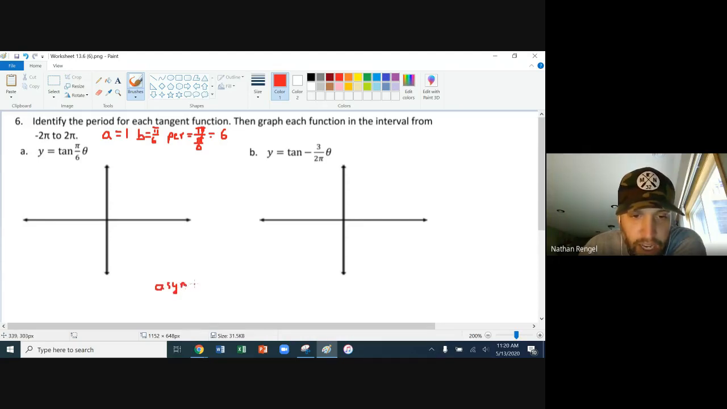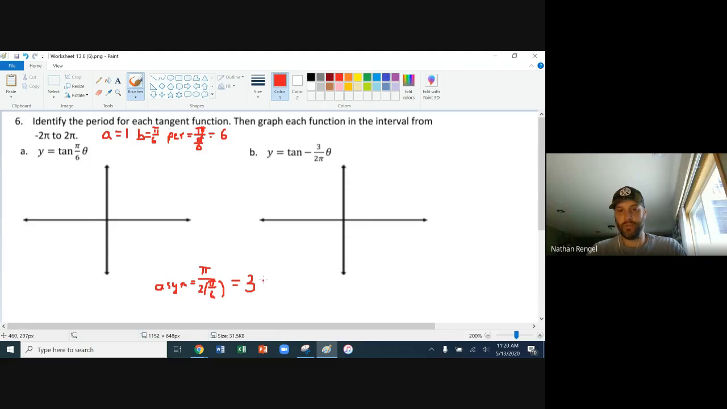Asymptote is going to be pi over 2 times pi over 6. Now another little hint, and we talked about this when we had the 2/3 pi on number 3, I think. Oops, that's a pi over 6. Your asymptotes are always just going to be half of your period. So if you have pi over 6, which is what we did up here, you get a period of 6. That means that your asymptote is going to occur at 3.